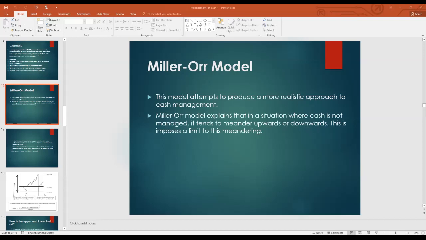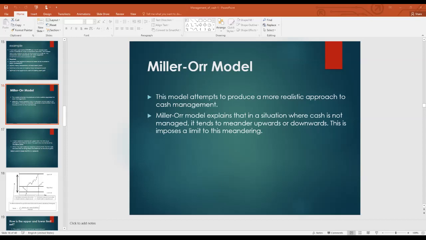So in the Miller-Orr model, the idea is that we want to put restrictions on those movements. We want to, in quotes, limit those movements, so that the cash balance should never go above X amount and should never go below Y amount. The Miller-Orr model says that cash in reality can move up and down, however we want to put restrictions on that movement, having a maximum balance and a minimum balance. If the cash balance is in between those two limits, the upper limit and the lower limit, then in quotes, the problem is not that huge.